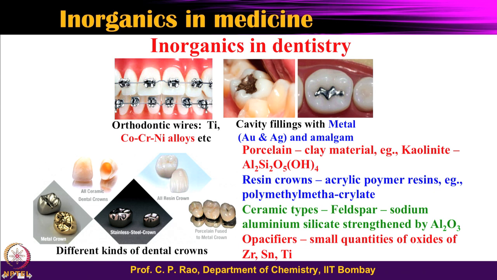As you can see, a variety of these things are shown over there. Okay, so here you have the resin kind of caps, here you have porcelain caps, and you have ceramic caps. So, all these kinds, the metal-based crowns, caps, etc. There are different kinds of crowns and caps being used, inorganic materials in the dentistry aspect of it.